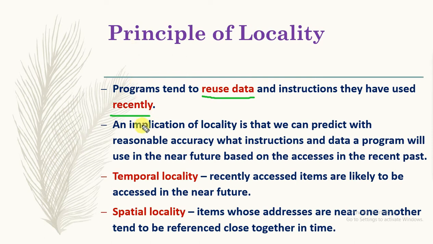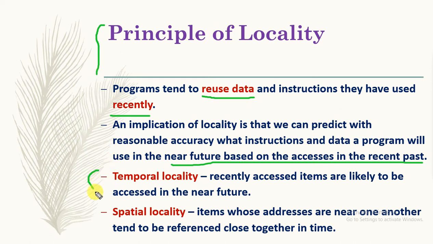So we are focusing on that locally, recently used data and the data that is available very close to the processor. An implication of locality is that we can predict with reasonable accuracy that instructions and data a program will use in the near future based on the access to the recent past. So most of the time we are assuming that a program always requires the data in the near future which was recently accessed. So based on this concept we got the principle of locality.